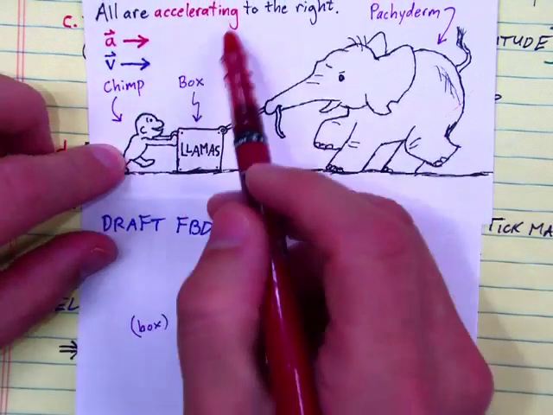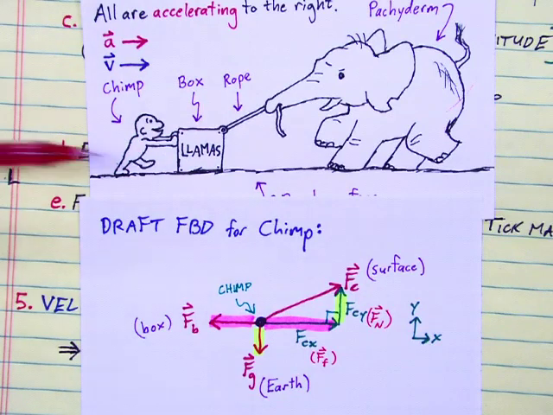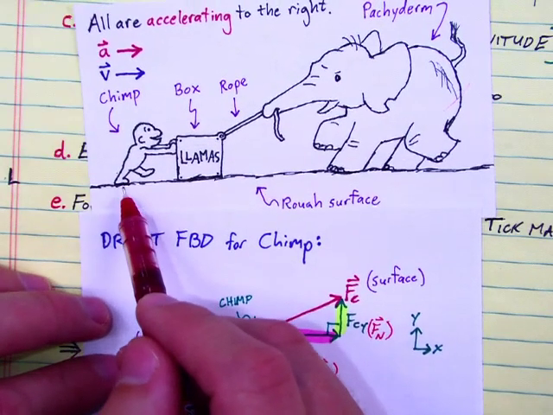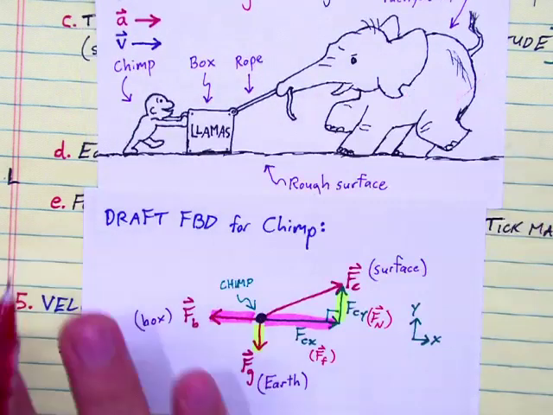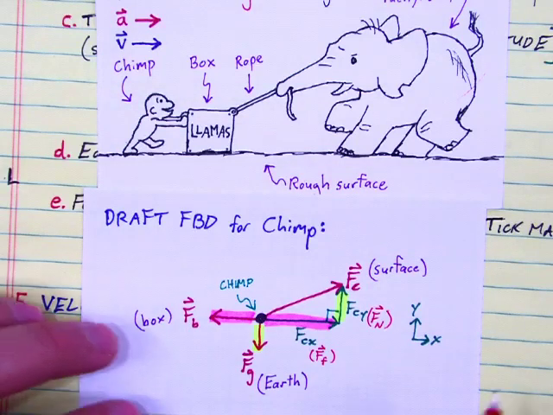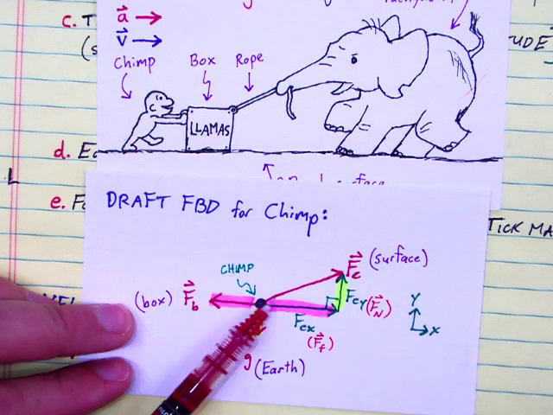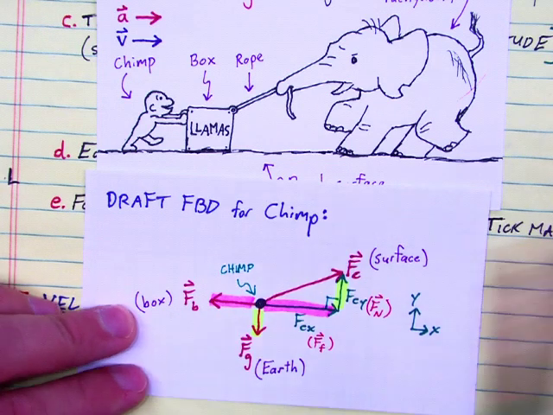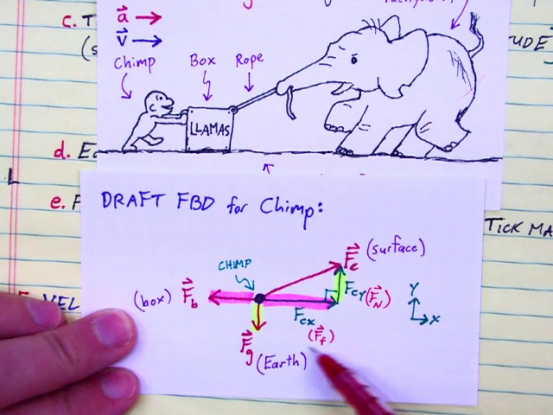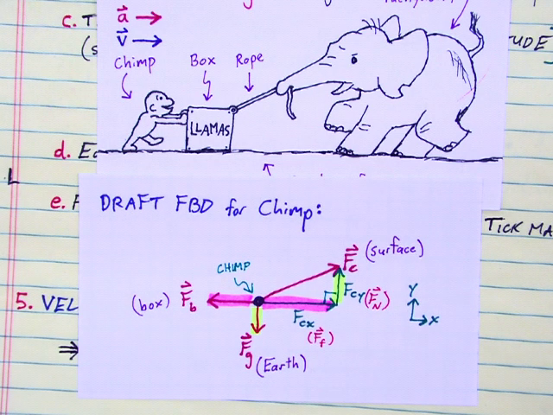The chimp is accelerating to the right as well as the box. So if there's an acceleration to the right, something must be pushing the chimp to the right. That's the traction right here between the chimp's foot and the surface. Friction pushes to the right, that's our traction, allowing the chimp to walk forward and accelerate forward. So our surface ultimately pushes up and to the right on the chimp, so there's our surface contact force. The rightward part, that traction, that we call our force of friction, and that upward component that we call the normal force.